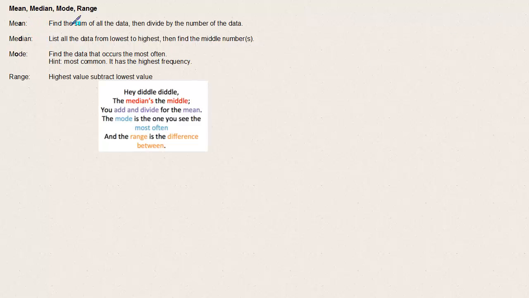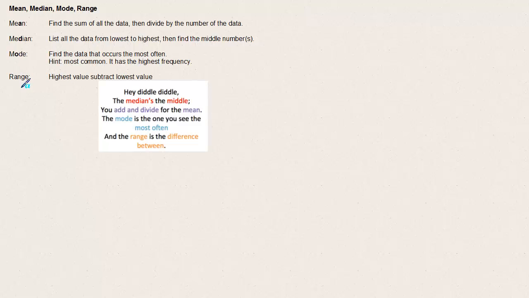Mean, median, mode, range. For the mean, you find the sum of all the data, then divide by the number of pieces of data. For the median, you list all the data from lowest to highest, then find the middle number or numbers. The mode, you find the data that occurs the most often. Hint: most common, or it has the highest frequency.